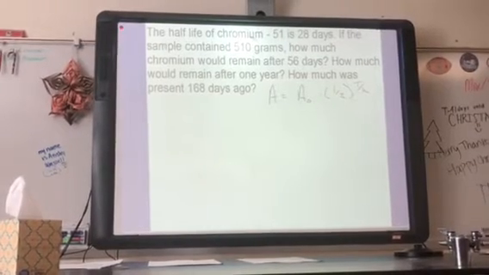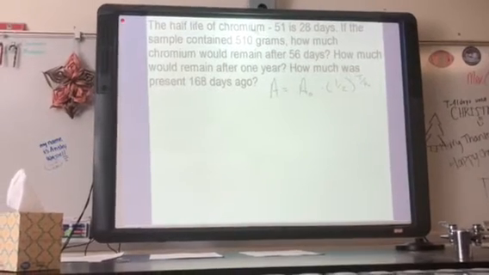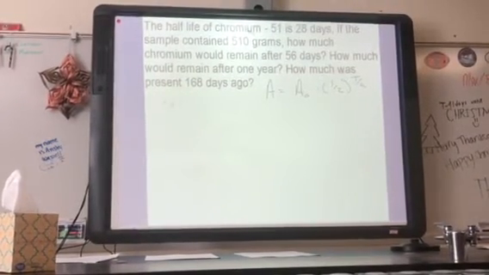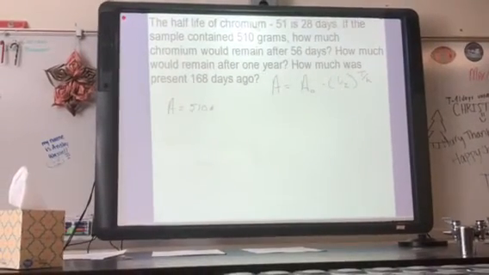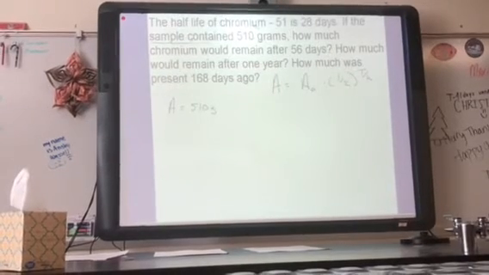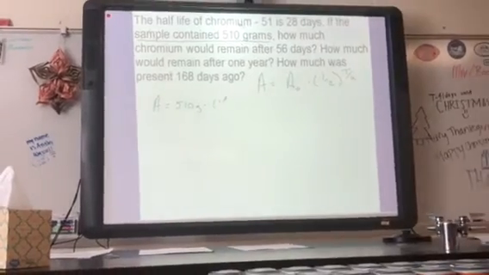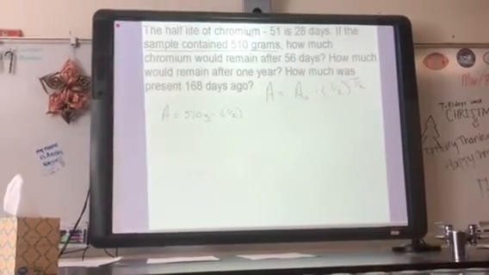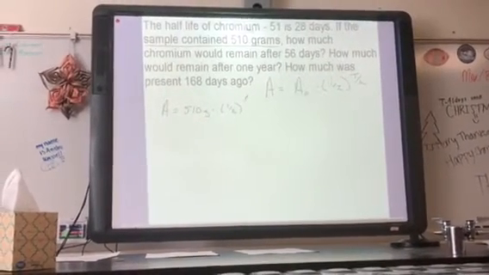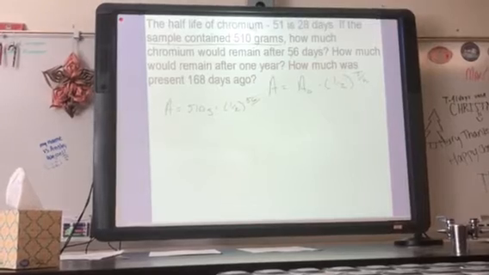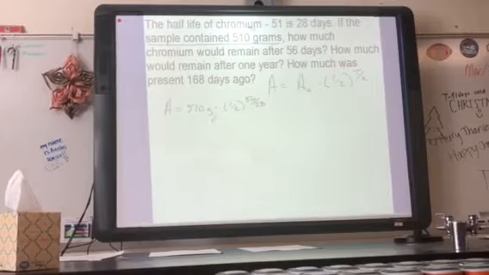So, for the first question, if the sample contained 510 grams, how much chromium would remain after 56 days? Using the formula, the final amount is equal to 510 grams, the initial amount A naught, times 1/2 to the total time T. Remain after 56 days is our total time, and the half-life of chromium-51 is 28. So, order of operations is we need to solve the exponent first.